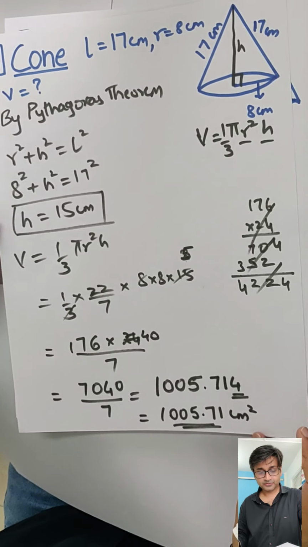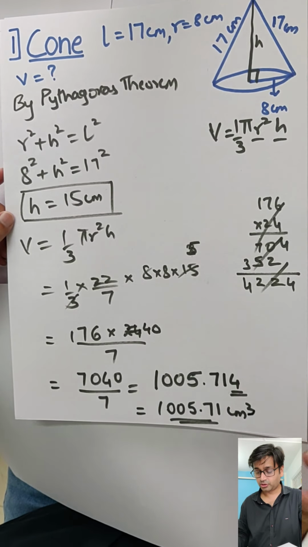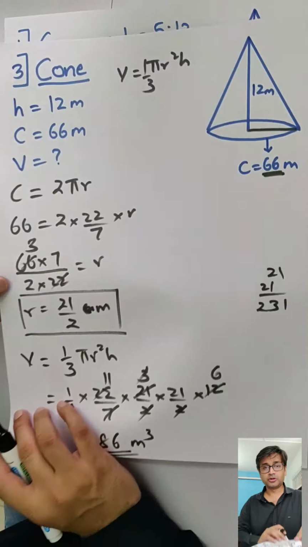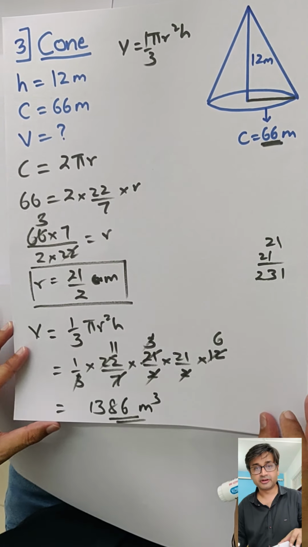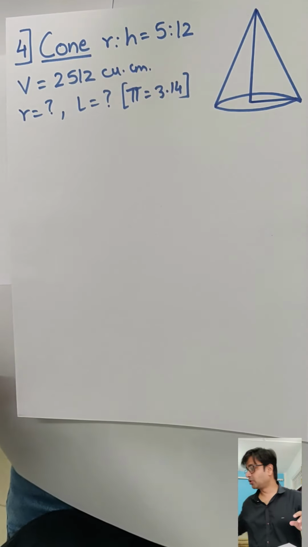In the previous one, did I write square by any chance for volume? Let me check. Yeah, that's wrong. This should be cube. So here also volume, therefore cube. So 1386 meter cube. Got it everyone? Simple. Let's go with the fourth one.